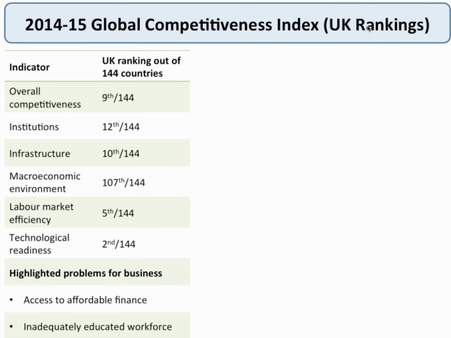Here are the UK's rankings, a selection of the league table position for Britain in 2014. Overall, we were 9th. We scored pretty well when it comes to institutions. Our legal system, for example, is regarded highly. Our banking and financial sector is still regarded pretty highly globally. We actually score quite well at infrastructure, although there's a lot of debate about that at the moment. But we don't score very well, 107th in fact, when it comes to macroeconomics, and that's by and large the result of high levels of government borrowing and debt.